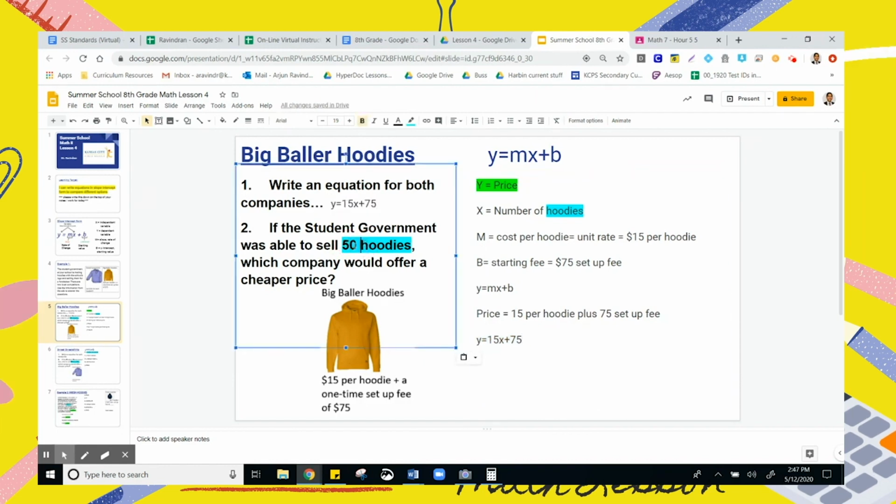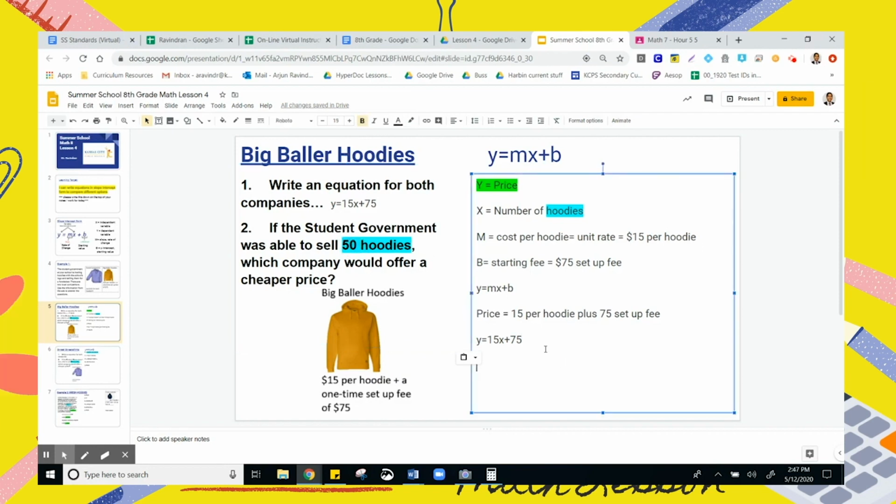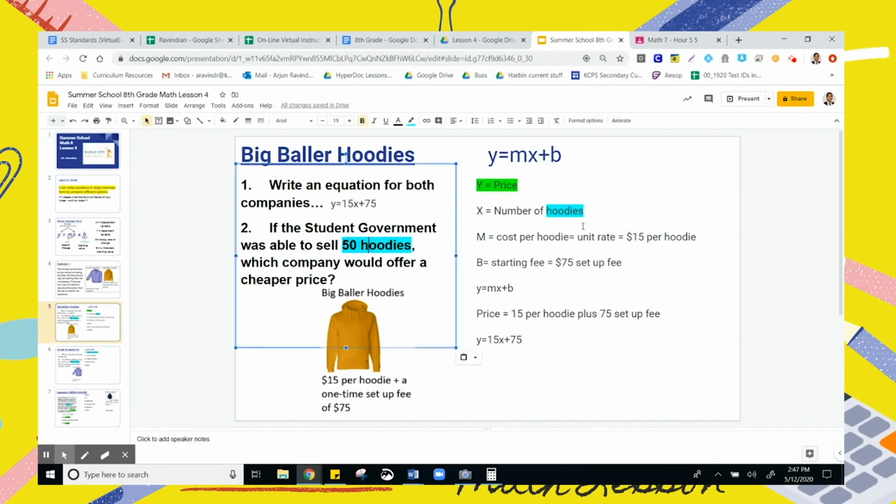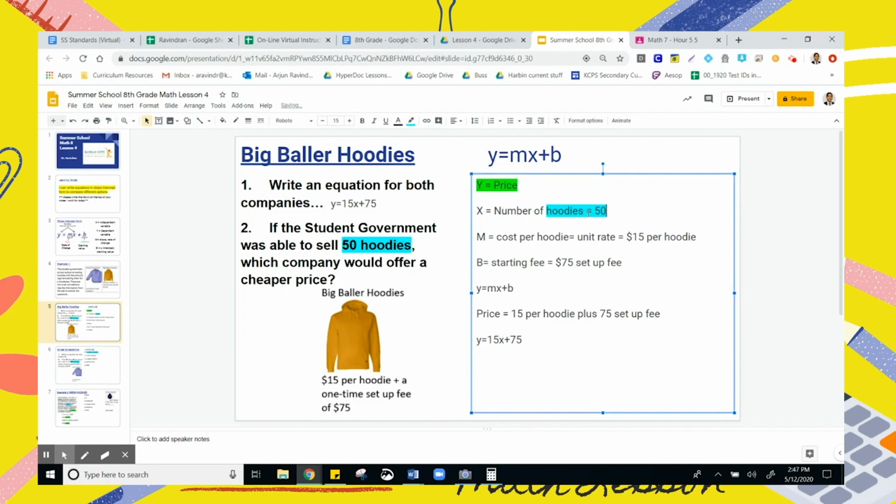The next part says, how much would 50 hoodies cost? Well, we can show that X is 50. That's the number of hoodies. If we were to buy 50 hoodies, how much would it cost? Well, we're going to take out the letter X and put in the number 50. Let's take a look at what this means. Y, which is the price, is equal to $15 times 50 hoodies plus the $75 setup fee.